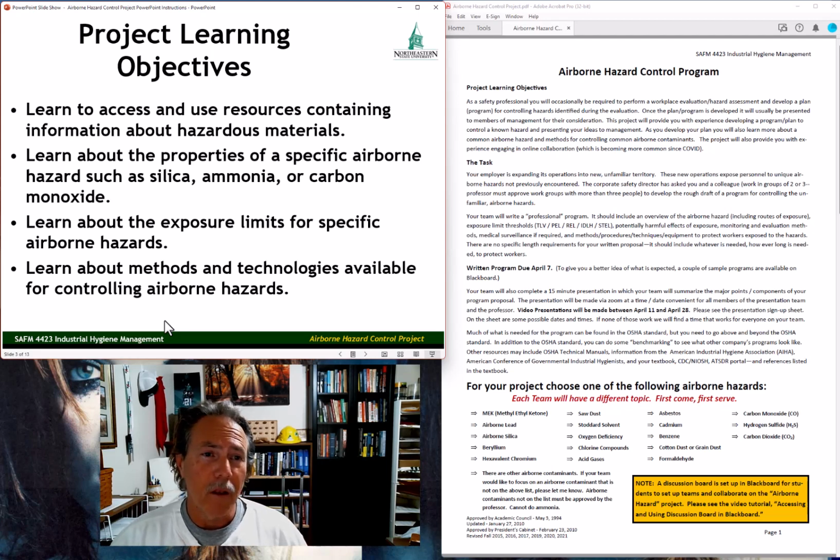H2S kills people every year. Airborne hazards. But what we're doing, this process that you're going through, would also apply to other types of safety planning activities as well. The process would cross over into other types of hazards as well. But those are four project learning objectives.